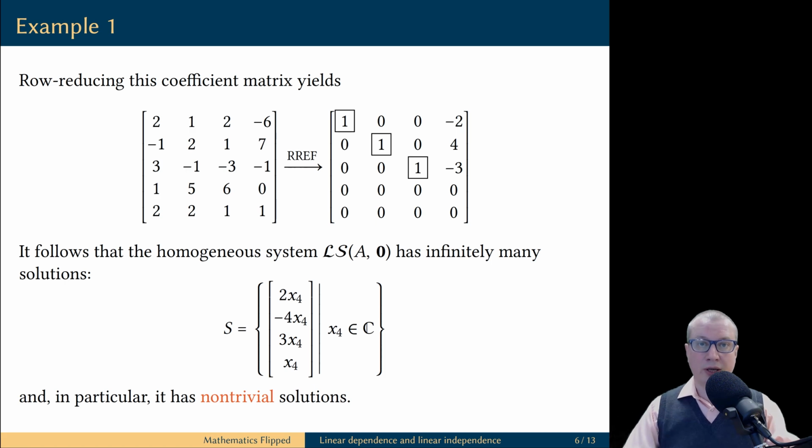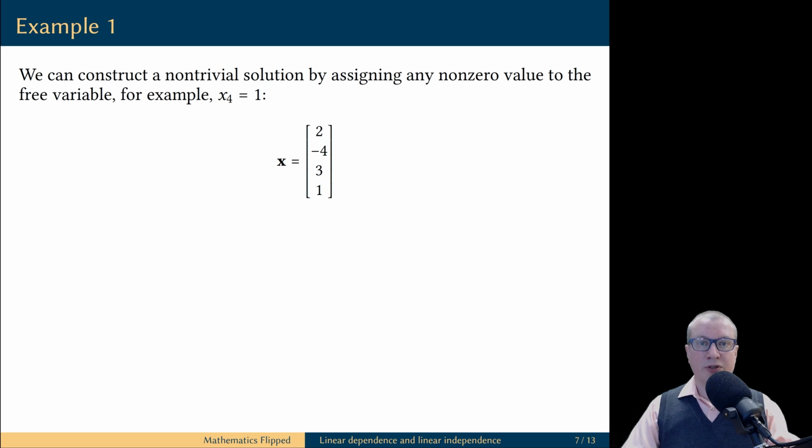This means that there are infinitely many solutions of the homogeneous linear system because the variable x4 is a free variable. But now, because there are infinitely many solutions to the homogeneous linear system, some of those solutions are non-trivial. We can construct specific non-trivial solutions by assigning non-zero values to the free variable. For example, let's assign a value of 1 to x4. This gives us a particular solution to the homogeneous linear system, and it is non-trivial because at least one value, x4, is not equal to 0.